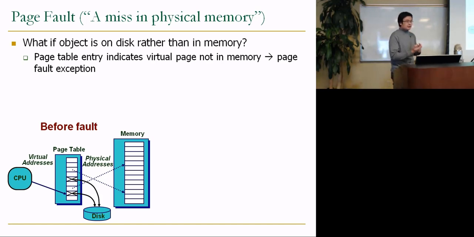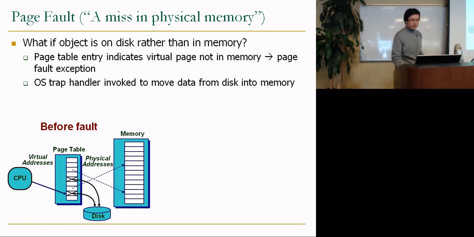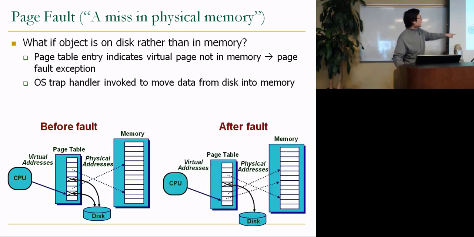the location of the physical page in the page table, and the page table will have a valid bit saying whether it's in the memory or not. In this case, it's not in memory, so you have to grab it from disk. You have to generate first the page fault exception, and then the OS will have a trap handler, and this is now in the software layer that involves movement of data from the disk back to memory. So after the fault, this particular page is now located somewhere in the memory, and you can access the page.